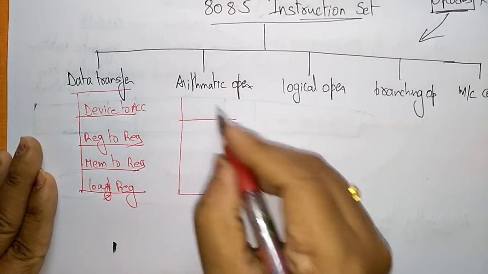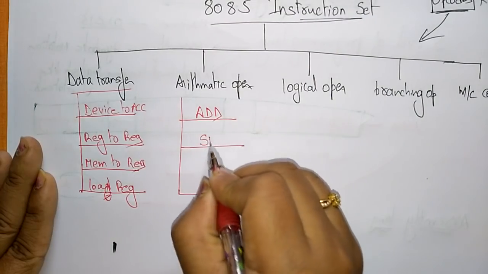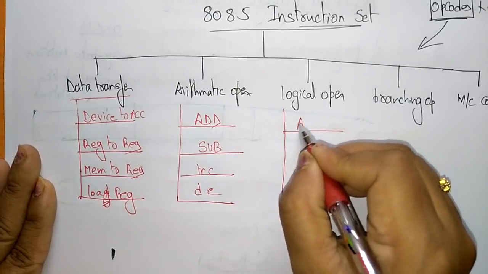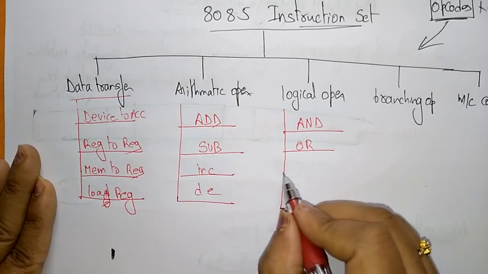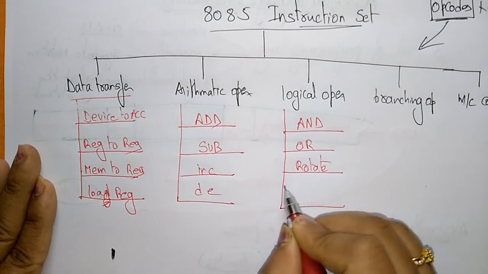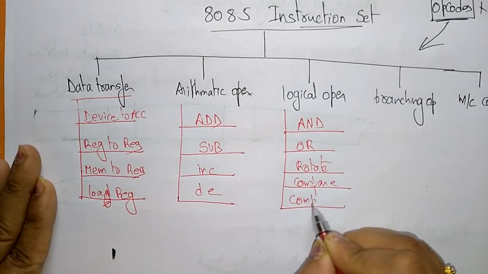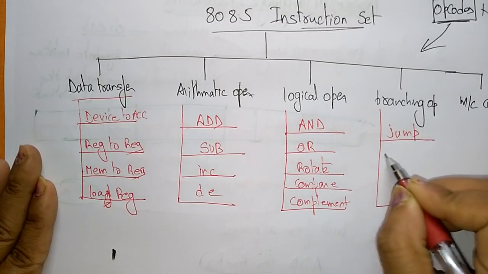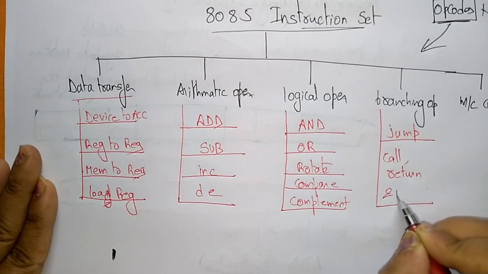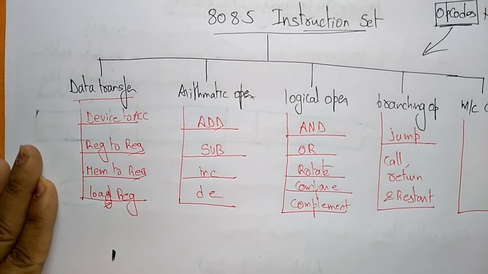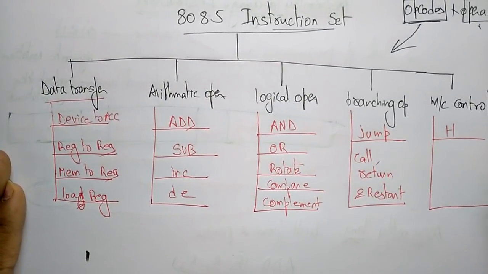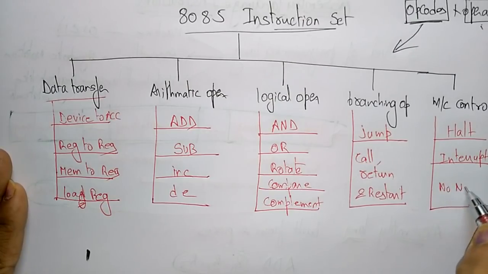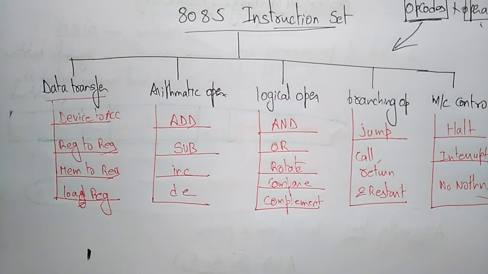Now coming to the arithmetic operations. The opcodes used in arithmetic operations are add, subtract, increment, decrement. Now coming to the logical operations. Logical operations are AND, and these are the mnemonics used in place of opcodes. Rotate, compare, complement. So these are the logical operations. Now coming to the branch. Branch instructions are jump, call, return and restart. Now coming to the machine control instructions. Machine control instructions are used to control the machine, that is halt, interrupt and no operation. So these are the different opcodes used in the 8085 instructions.